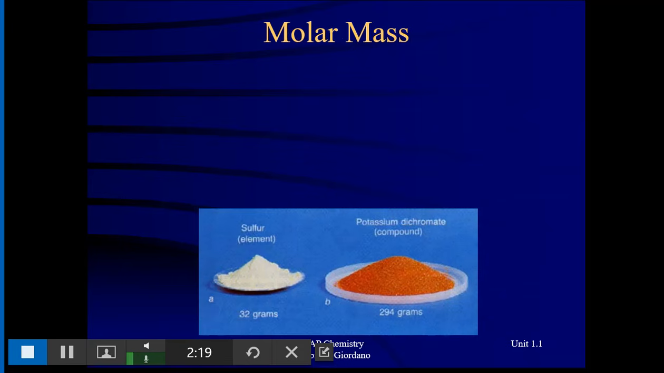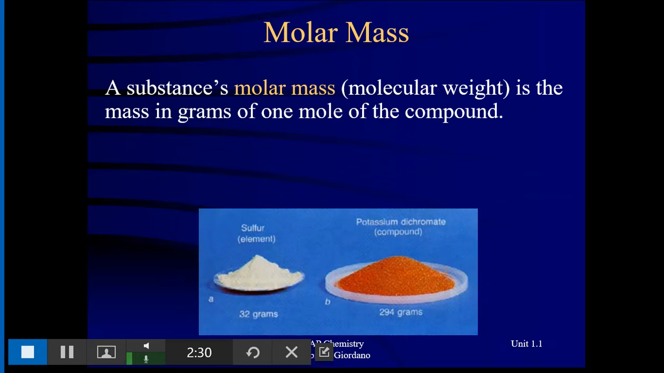Okay, so we're going to talk a lot about molar mass in chem. We're going to use those numbers almost every single day. So what is molar mass? Okay, well, let's use sulfur as the example in front of us. If I have one single atom of sulfur, okay, it will have a mass of 32 AMUs.